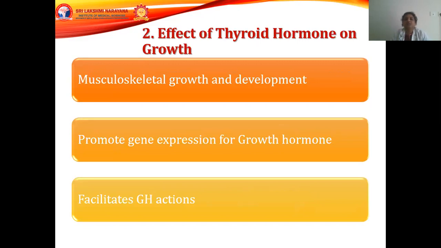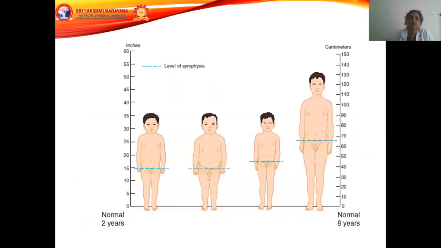So next we'll see the effect of thyroid hormone on growth. So thyroid hormone aids in musculoskeletal growth and development and also promotes the gene expression for growth hormone and facilitates the growth hormone action. So it directly has an effect on the musculoskeletal system and also increases or facilitates the action of growth hormone.